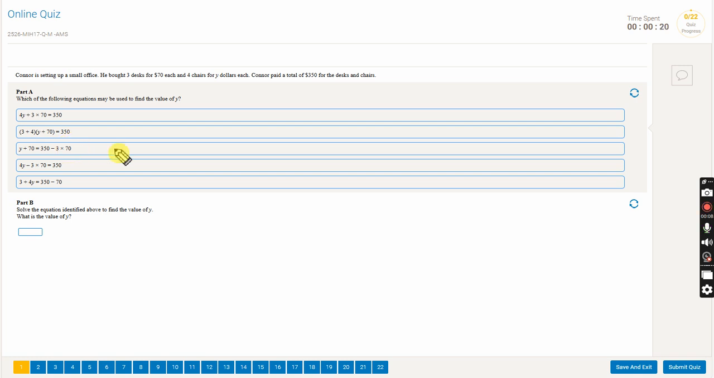So let's start. Connor is setting up a small office. He bought 3 desks for $70 each and 4 chairs for $Y each. Connor paid a total of $350 for desks and chairs. So they have given you the total here. Remember, the total will be at the end, $350.